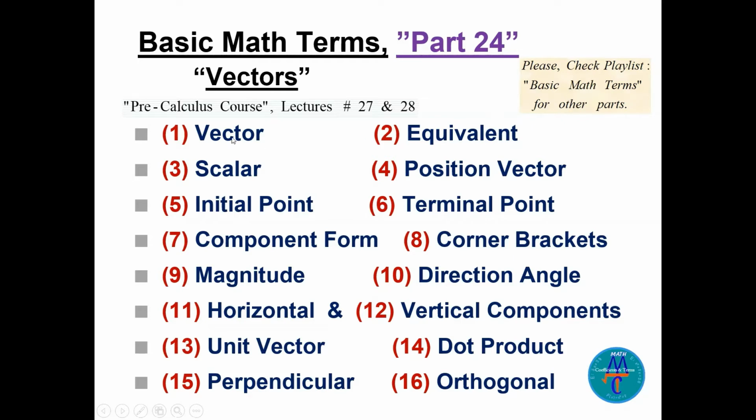Now here we have vector, equivalent, scalar, position vector, initial point, terminal point, component form, corner brackets, magnitude, direction angle, horizontal and vertical components, unit vector, dot product, perpendicular, and orthogonal. There are 16 words here we need to explain.